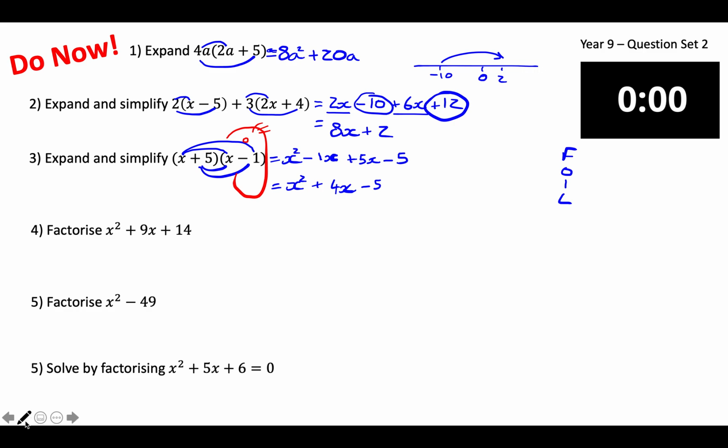Anyway, let's go back to a blue pen. Where are we then? Oh yeah, that was it. Factorize. Now factorizing is like the opposite of what we've just done here. We've been expanding these brackets. Factorize means to put into brackets.